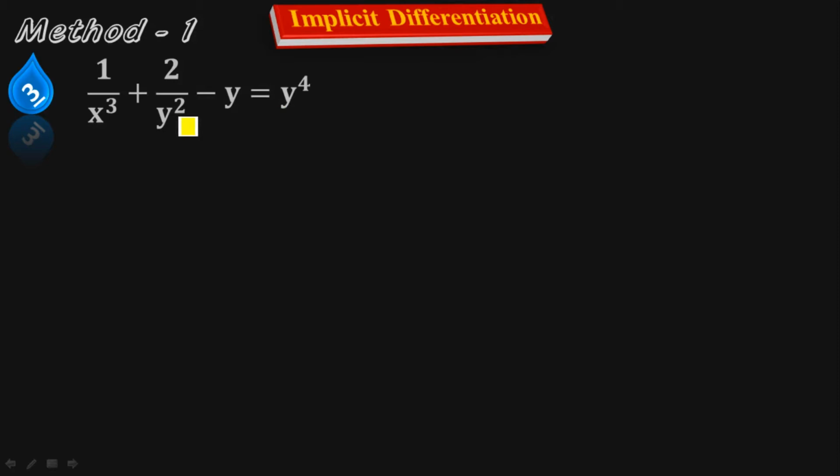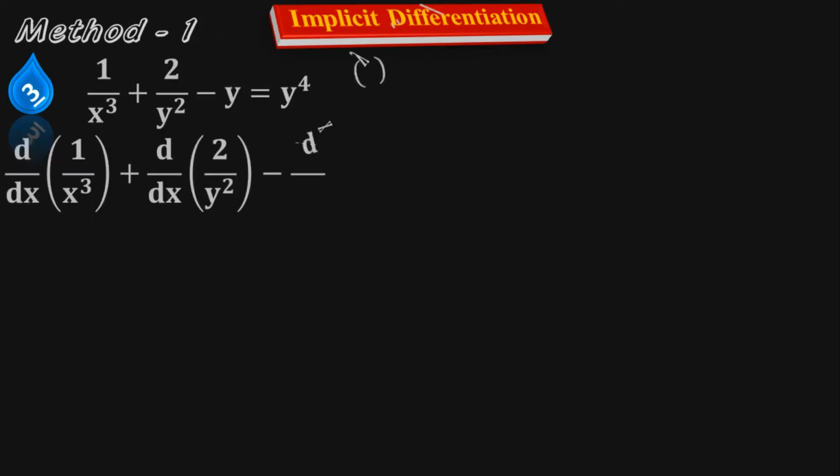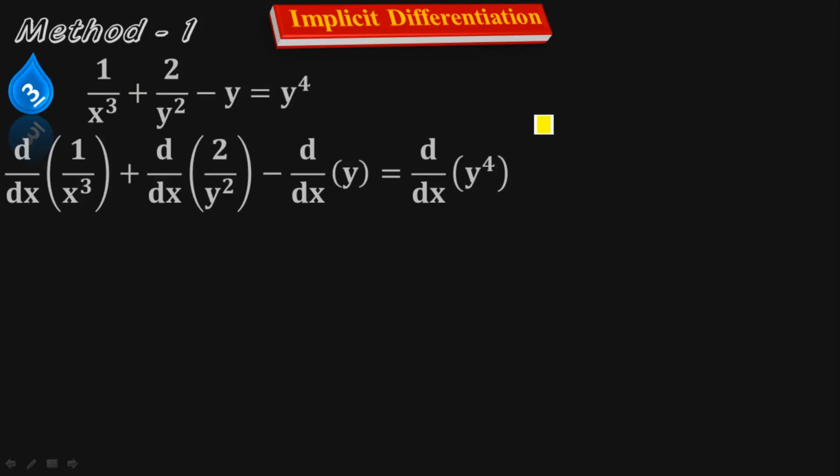Before going to the implicit differentiation, I'm going to bring this x cubed to the numerator to become x to the negative 3. Similarly, this y squared goes to the numerator to become y to the negative 2. To find dy over dx by method 1, do the implicit differentiation, therefore take the derivative of everything with respect to x. For dy over dx, I need dx in the denominator.